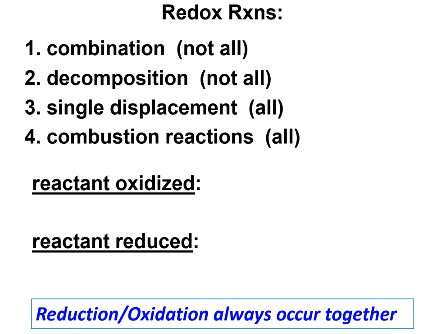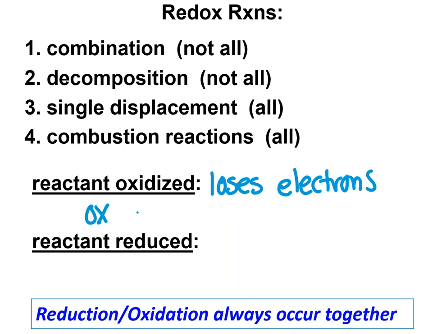So redox means that you have a reactant that is oxidized and a reactant that is reduced. You always have both. So they're kind of opposite reactions that go together. The reactant that is being oxidized is losing electrons. So reactant oxidized is the one that loses electrons. And that means that its oxidation number increases. Remember, for metals in particular, the charge and the oxidation number are the same. And so if it's losing electrons, its oxidation number is going up.